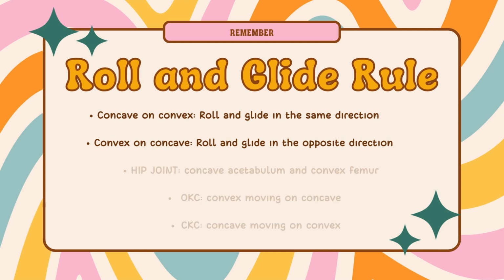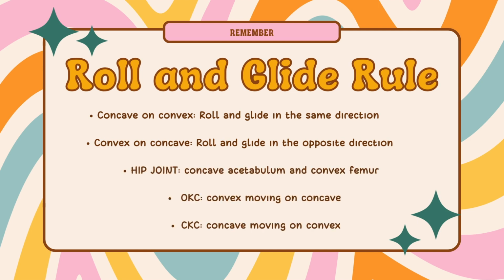So summarizing that, again, the hip joint is a concave acetabulum and a convex femur. So if you're in open kinetic chain, that would be the convex femur moving on the concave acetabulum. So that means it would be rolling and gliding in the opposite direction. But closed kinetic chain, you have the acetabulum moving on the fixed femur, and that means the roll and glide would be in the same direction.